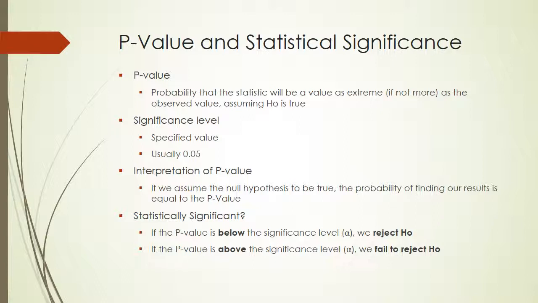So each significance test, whenever you conduct it, results in a p-value, which is the probability that the test statistic will be a value as extreme, if not more, as the observed value. So how this relates to your significance test, you can tell whether or not your results are significant based on a specified level called alpha. And typically this will be 0.05 unless otherwise specified.